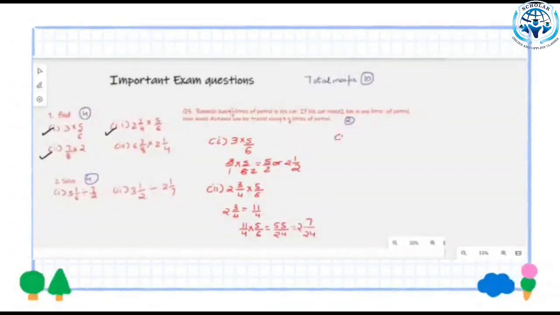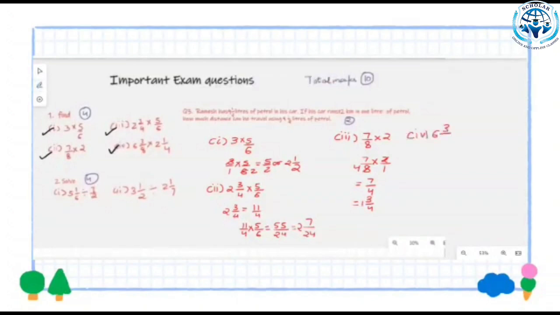Now the third one. 7 by 8 into 2. Multiplying numerator with numerator. First of all, we will see if there is anything that we can cut. So 2 4s are 8, giving 7 by 4, an improper fraction. The final answer is 1 3 by 4 in mixed fraction.